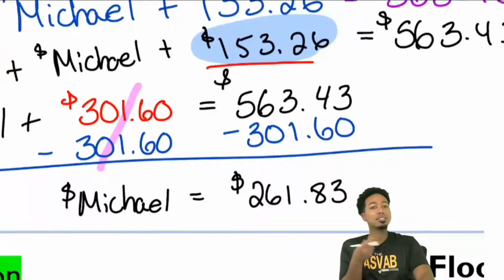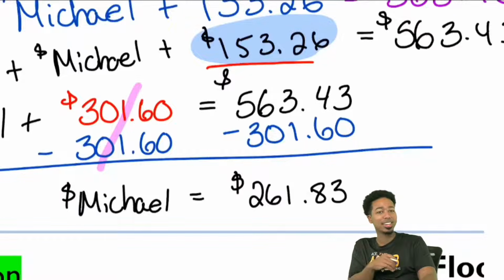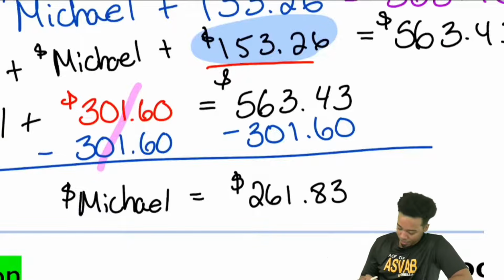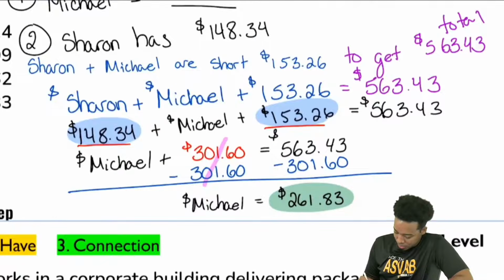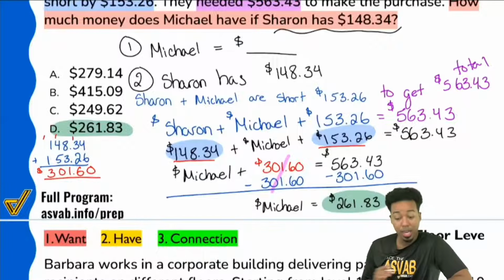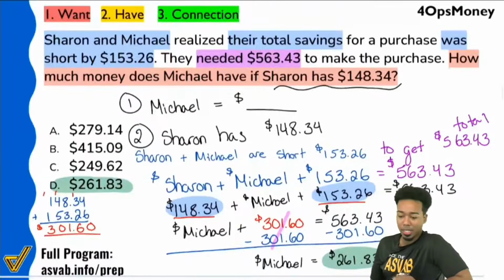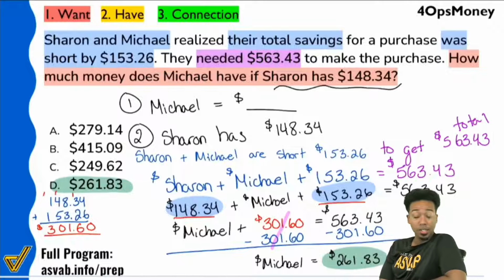So that's what it's all about. It's about being able to look at stuff like this and being like, I got this. Man, ain't no thing. So there it is. There's my answer: 261.83. And we're set. So who feels pretty good about their ability to solve something like this if they see it again?